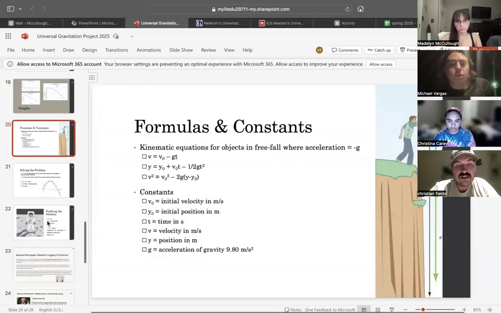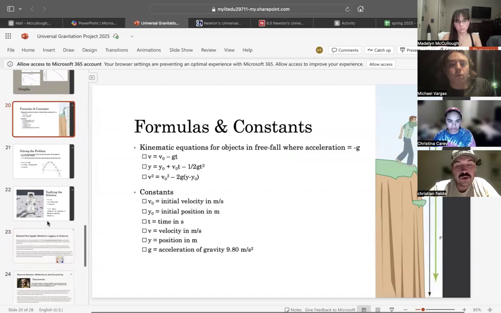5.2, formulas and constants. These are the kinematic equations for objects in free fall where acceleration equals negative gravity. Constants are going to be initial velocity in meters a second, initial position in meters, time in seconds, velocity in meters a second, position in meters, acceleration of gravity at 9.8 meters a second squared.